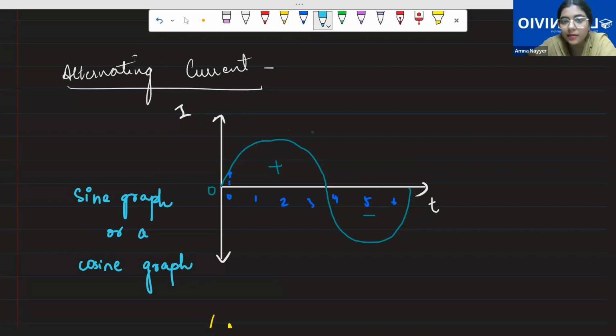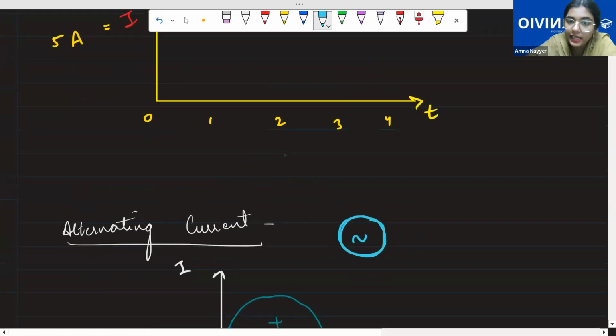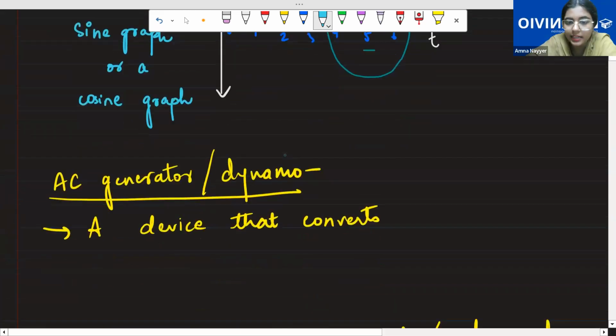So current is variable with time. In your circuit, the current is constantly varying, and this is how we represent it with this symbol. That represents your alternating current, and direct current means the current's value will be fixed. Here at every point, the current's value will be changing. That's what you study in it.